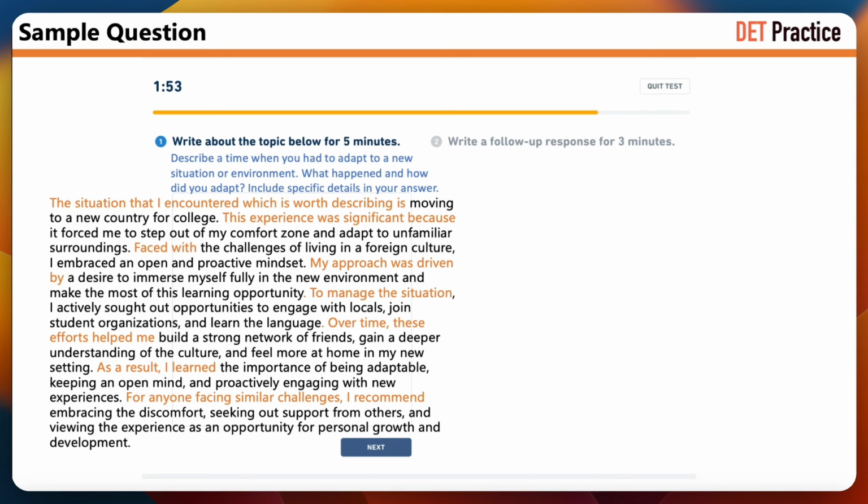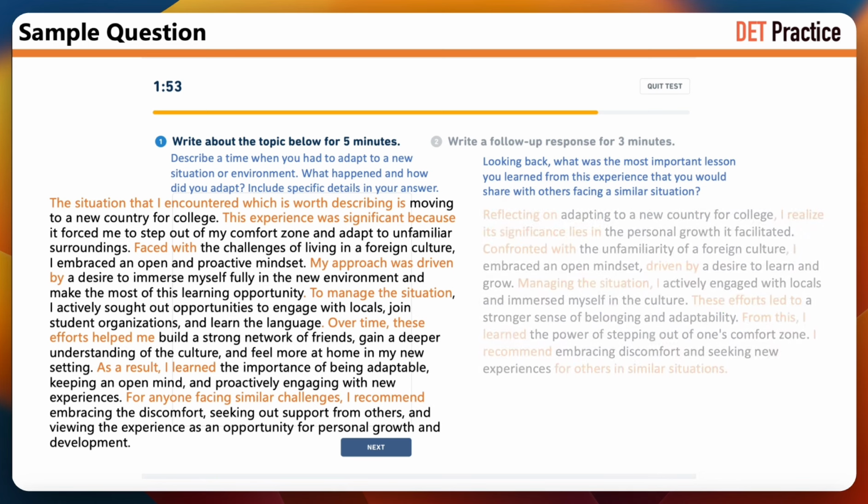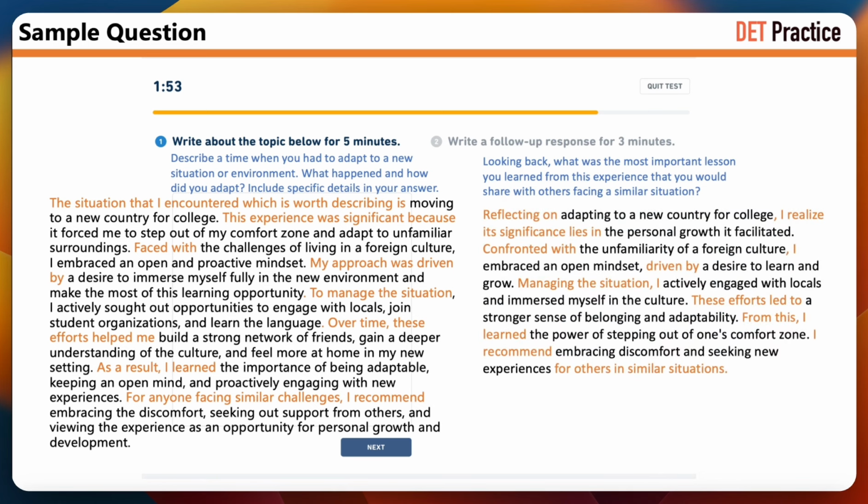This sample answer demonstrates how the template can be effectively used to structure a coherent, detailed, and reflective response to a descriptive essay question while ensuring all key points are addressed. Next, let's see how Template 2 can be used to answer a follow-up question. This follow-up response effectively demonstrates the use of Template 2 to answer the question about the most important lesson learned from the experience. Let's break down how the template is applied.